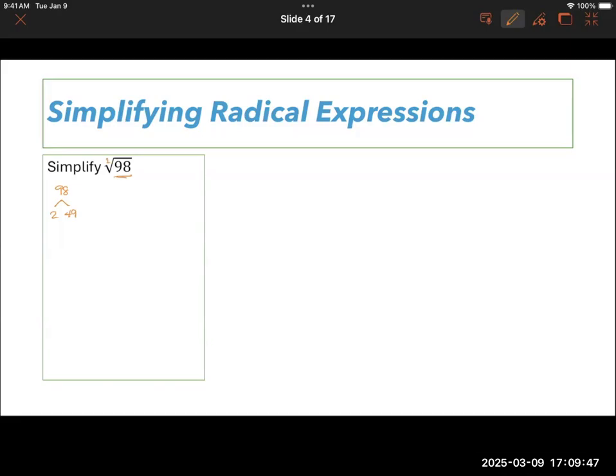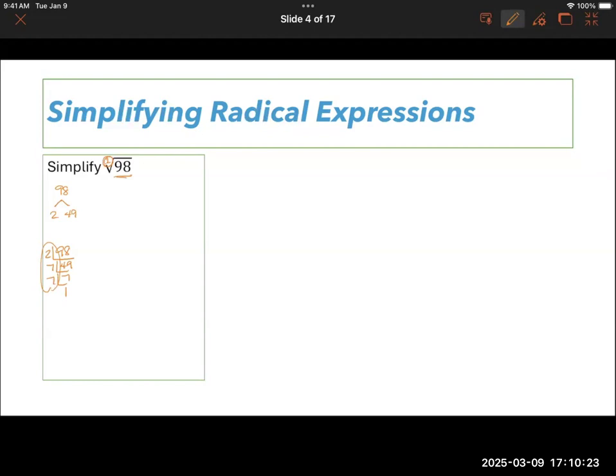For other people, they'll do what's called inverted division. And so you would start with your 98 and use an upside down division sign. And then you only divide by prime numbers. And you keep going until you get a result of 1 down at the bottom. And then you take a look at these factors that you get, and you look to see if any of them are used a number of times that works with the root that you're using.